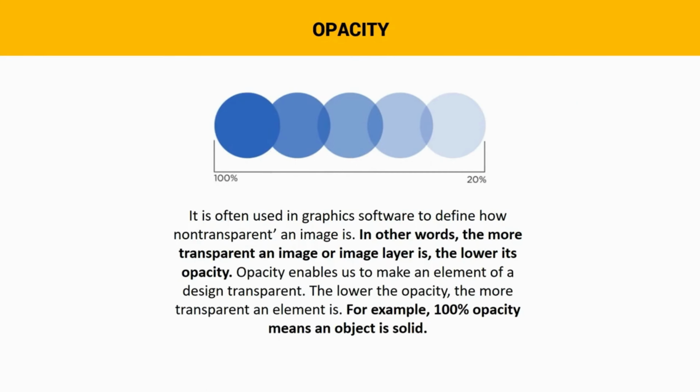Opacity. It is often used in graphics software to define how non-transparent an image is. In other words, the more transparent an image or image layer is, the lower its opacity. Opacity enables us to make an element of a design transparent. The lower the opacity, the more transparent an element is. For example, 100% opacity means an object is solid.